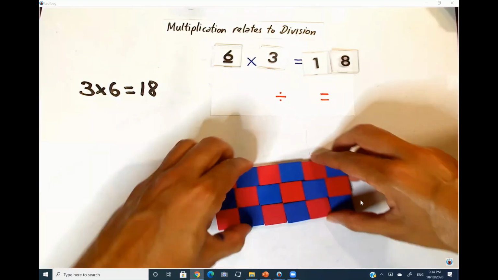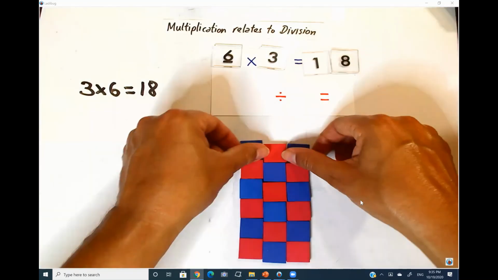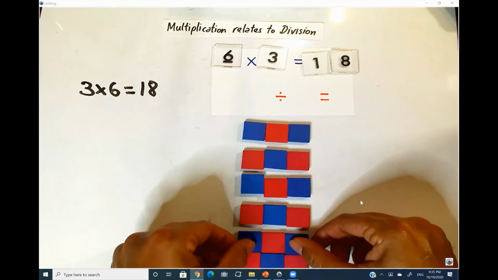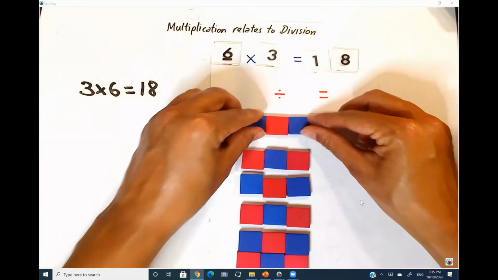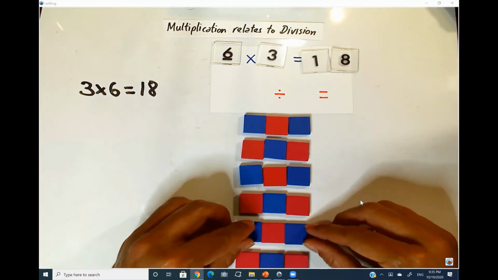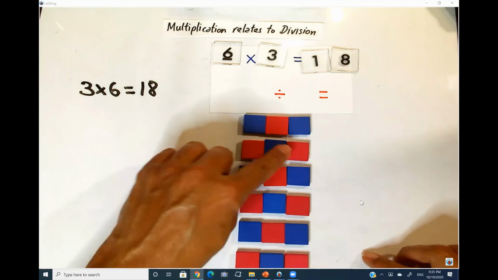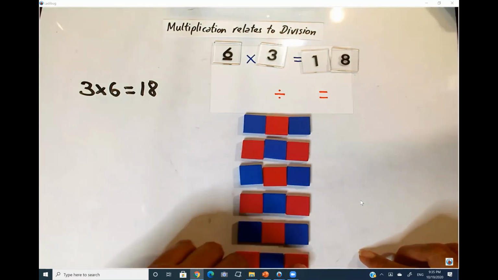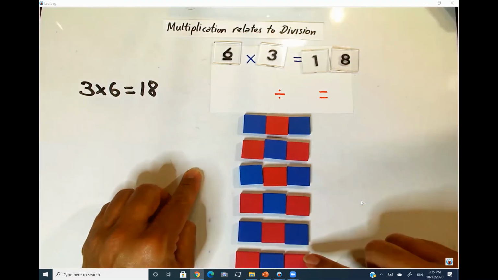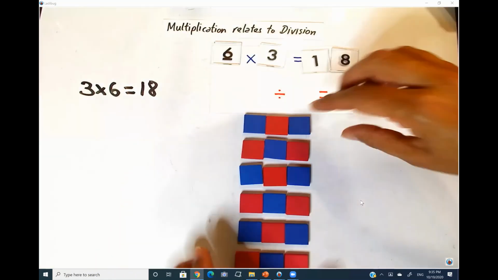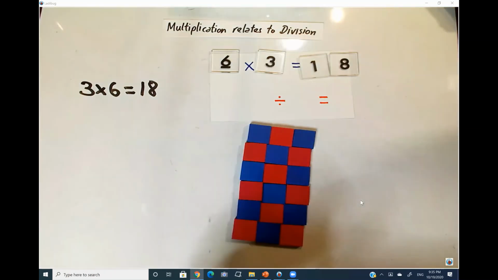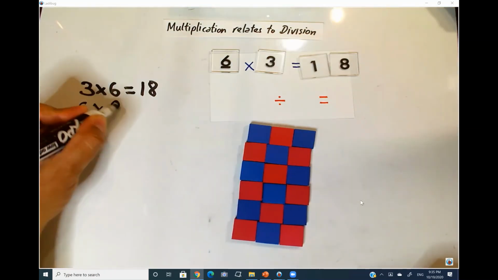And remember, that means now we have 6 groups. Let's see the 6 groups. 1 group, 2 groups, 3 groups, 4 groups, 5 groups. Oh, let me make some room. And 6 groups. Now we can see the 6 groups of 3. 1 group, 2 groups, 3 groups, 4 groups, 5 groups, and 6 groups. And this is going to be 18 again. 3, 6, 9, 12, 15, and 18. And because it's multiplication, we're trying to find the whole, so we're trying to put everything together to find the whole, which is going to be 18. So 6 groups of 3 equals 18.